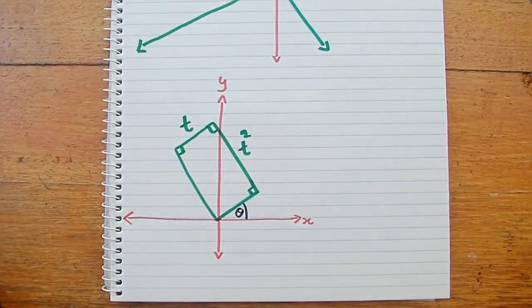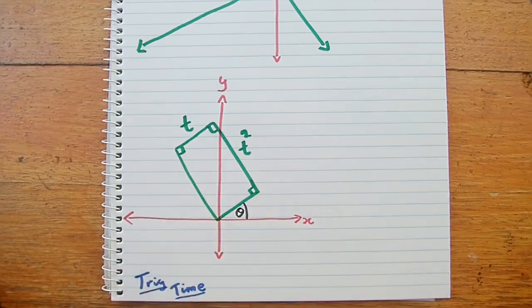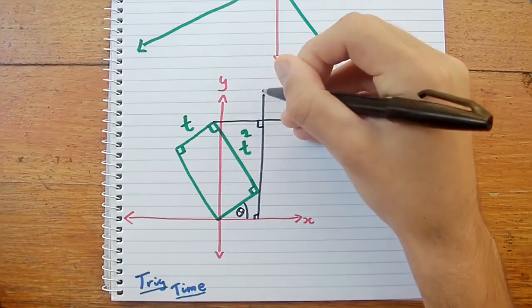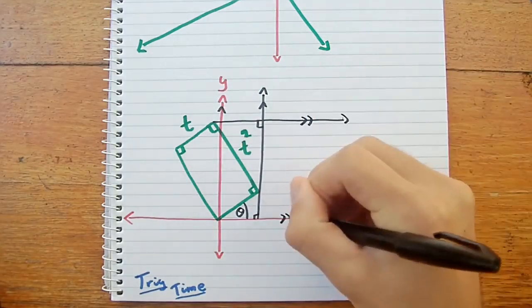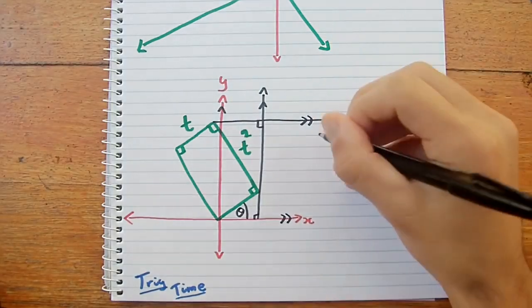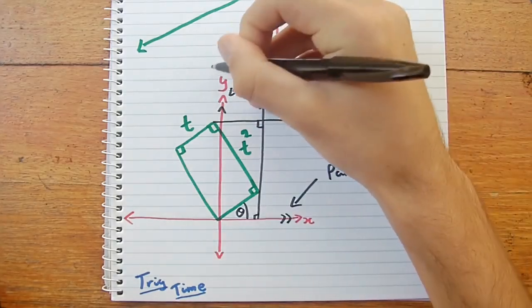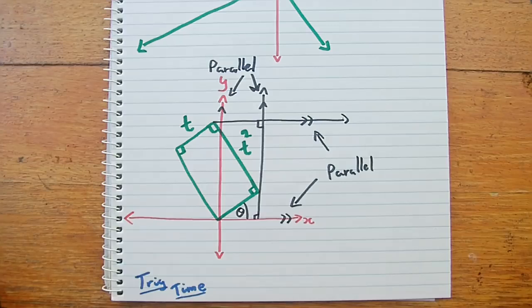Right, so now what? Time for some trigonometry. Let's construct right-angled triangles out of the two sides of the rectangle, t and t squared, such that the sides of the triangles are parallel to the x and y axes in the red plane. One thing to note though is that this angle is in fact theta.